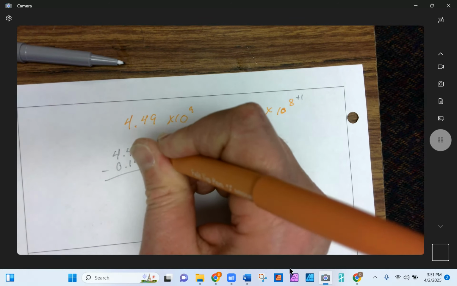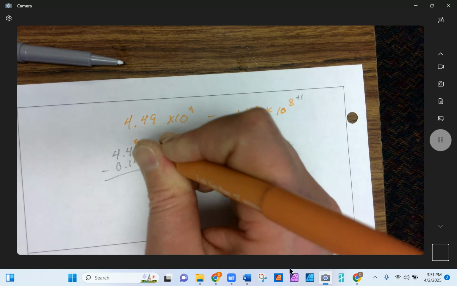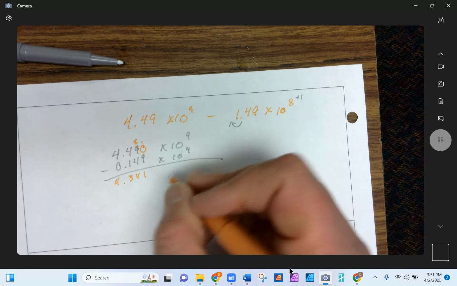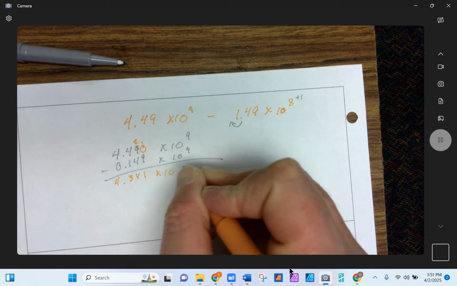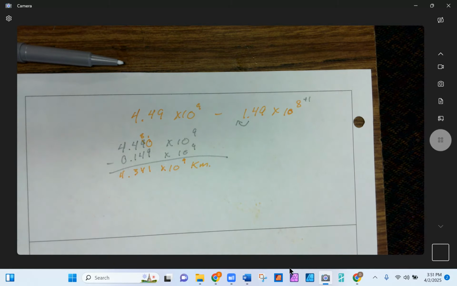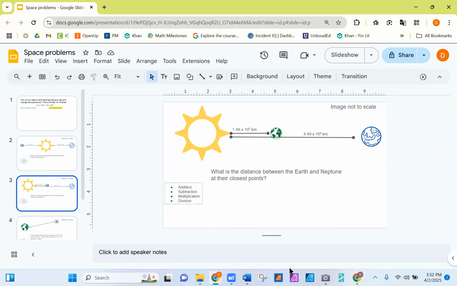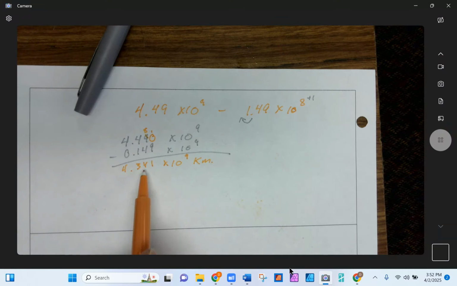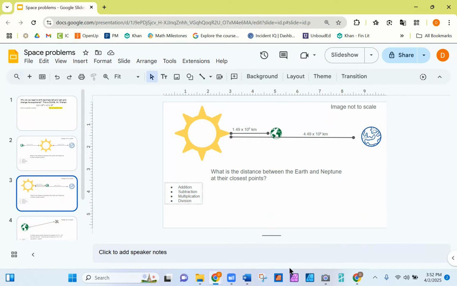That's 10 if we borrow. So 10 minus 9 is 1. 8 minus 4 is 4. 4 minus 1 is 3. 4 minus 0 is 4. So this becomes 4.341 times 10 to the 9th kilometers. And again, since it is a word problem, a summary sentence would be something like, the distance between Earth and Neptune at their closest points is 4.341 times 10 to the 9th kilometers. Okay, now we've got a multiplication problem.